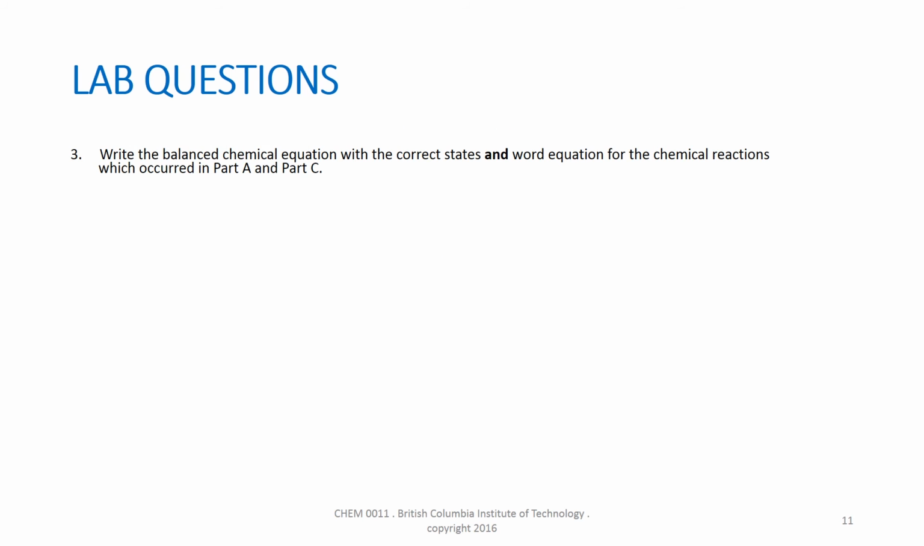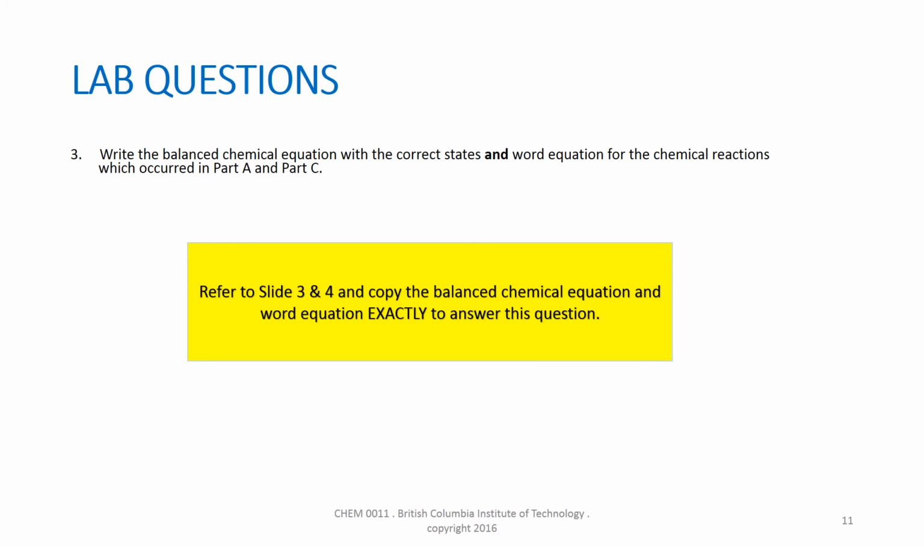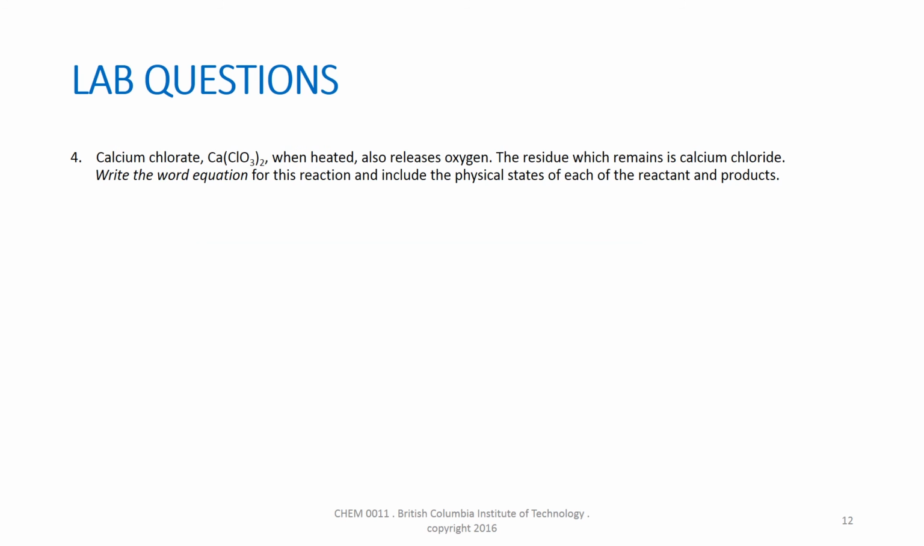Question 3. Write the balanced chemical equation with the correct states and word equation for the chemical reactions which occurred in Part A and Part C. To answer this question, refer to slides 3 and 4 and copy the balanced chemical equation and word equation exactly.